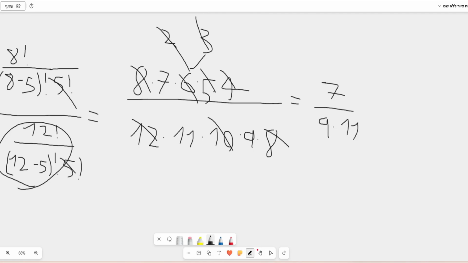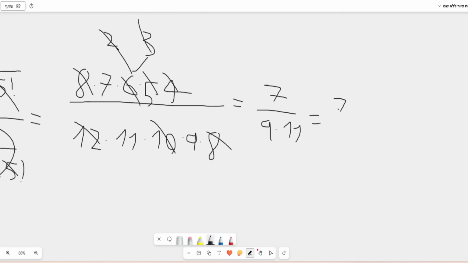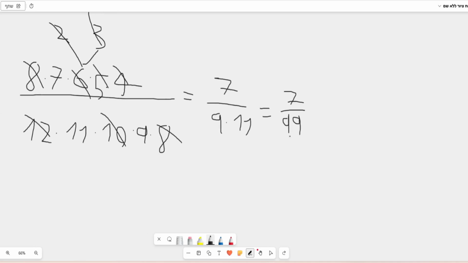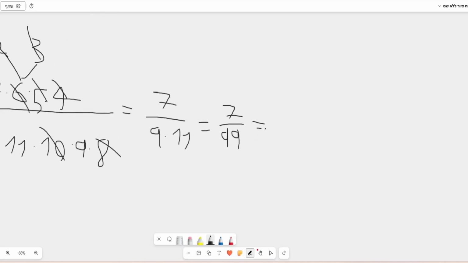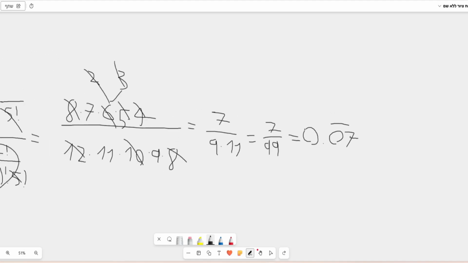times 11. And if you're familiar with division by a repeating number of 9s, you'll know that this equals 0.07 repeating, which is a solution. So this is one way to solve it.